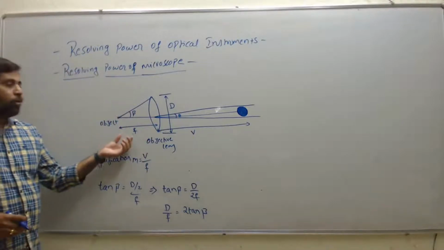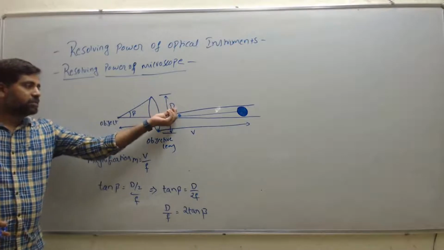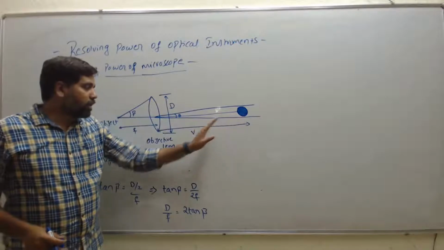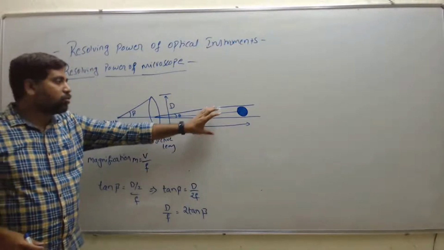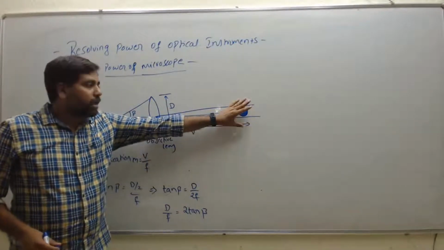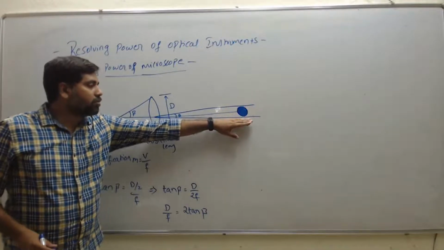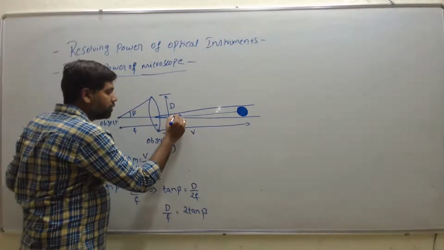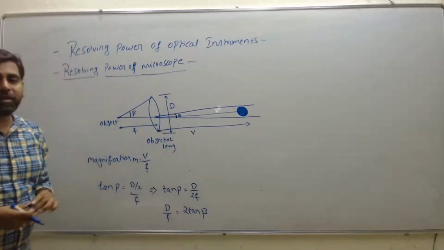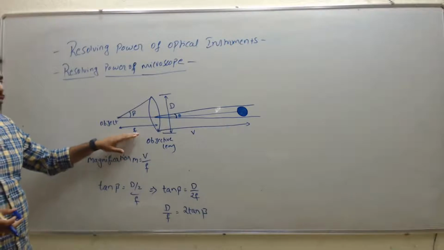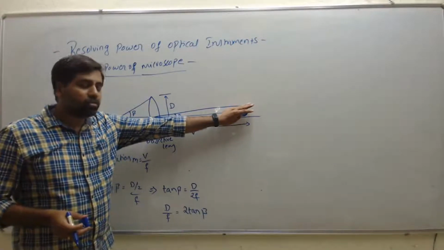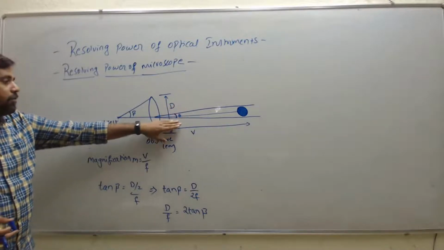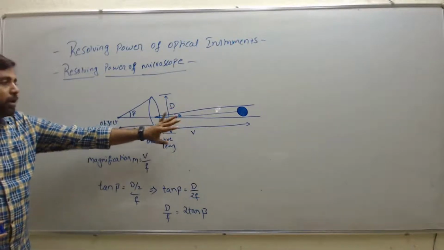So here F is the focal length of the objective and D is the diameter of the aperture, and the image is formed at the distance V. So we have to resolve this image. First we have to find the limit of resolution. If this distance is very close, then we can't resolve the object. Hence first we need to find the limit of resolution.